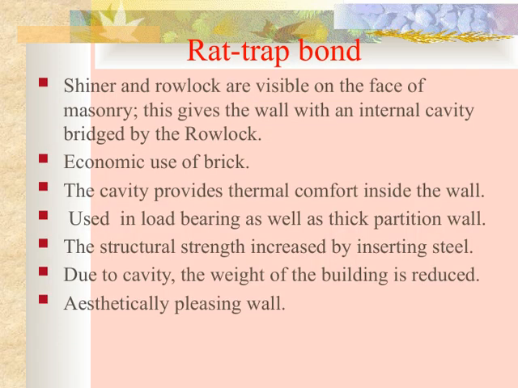Let's take a closer look at the rat trap bond. On the face of the masonry, you'll notice the shiner and rowlock bricks. These elements create a distinctive appearance and serve a specific structural purpose. The design effectively bridges the internal cavity of the wall, which is a key feature of this bond. One of the main advantages of this bond is the economical use of bricks, making it a cost-effective choice.